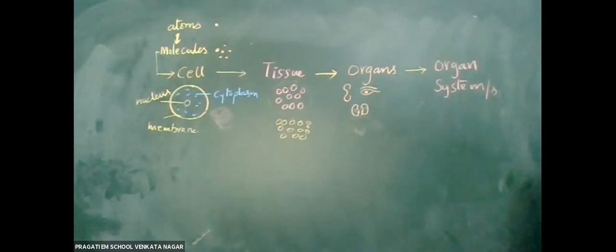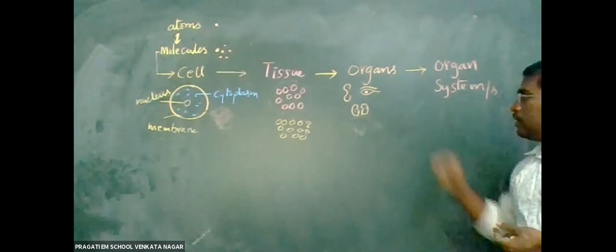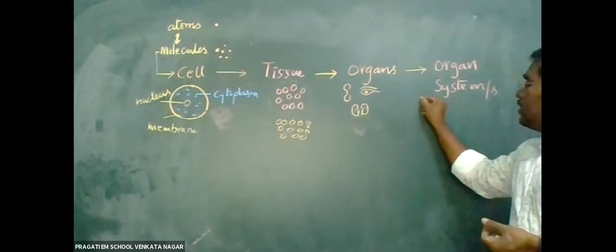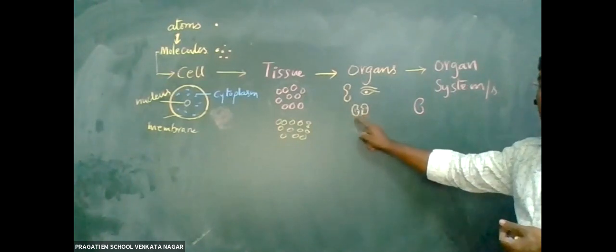So what are the systems present in living organisms? See, look here at the picture. These are the organs.